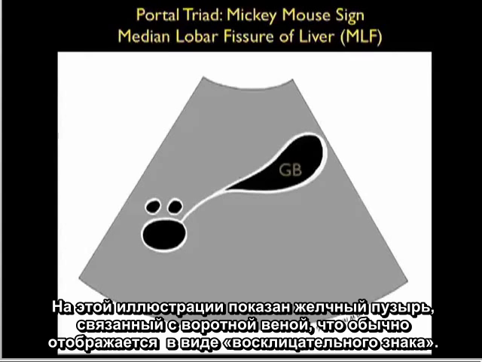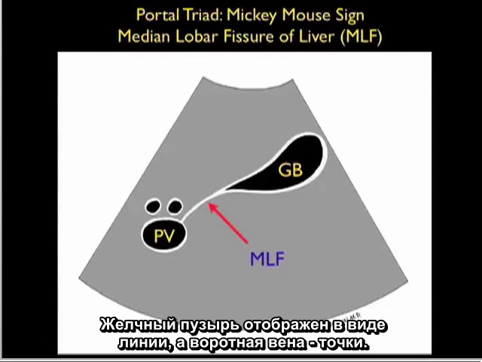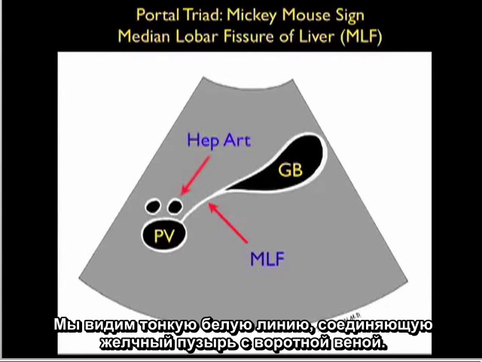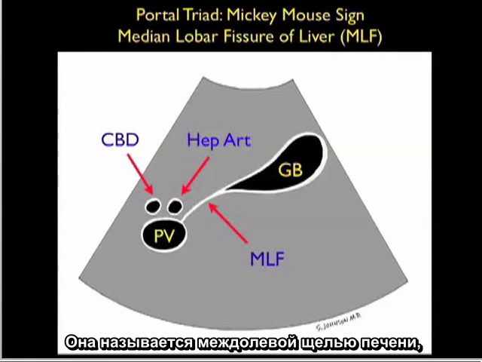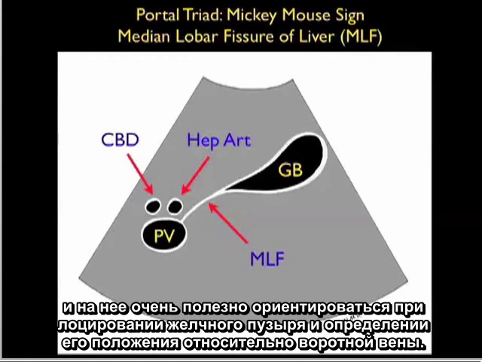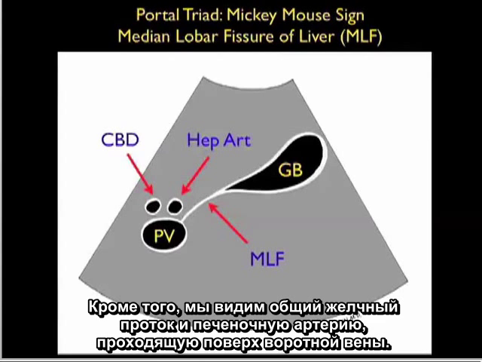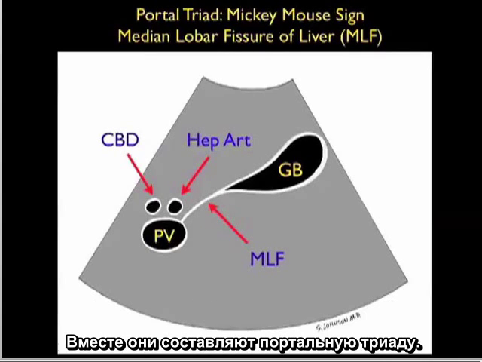Here's an illustration showing the relation of the gallbladder to the portal vein, known as the exclamation dot sign. The exclamation would be made up by the gallbladder, and the dot would be the portal vein. We see a thin white line connecting the gallbladder to the portal vein, known as the median lobar fissure of the liver, and this can be a very helpful landmark as one looks to find the gallbladder in relation to the portal vein. Also, we see the common bile duct and hepatic artery on top of the portal vein, making up the structures of the portal triad.